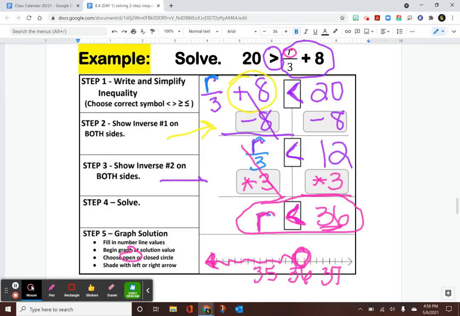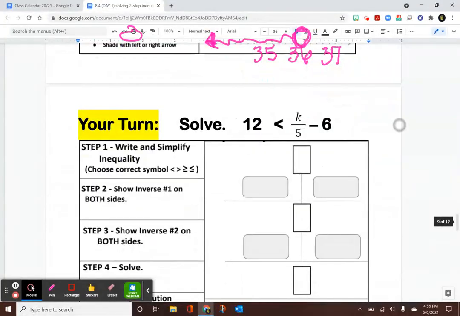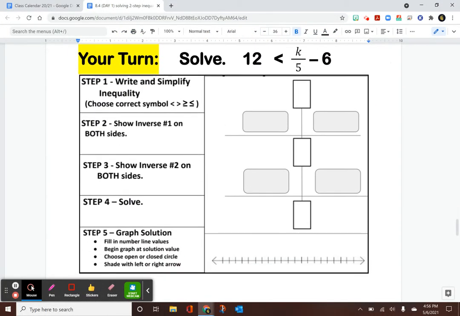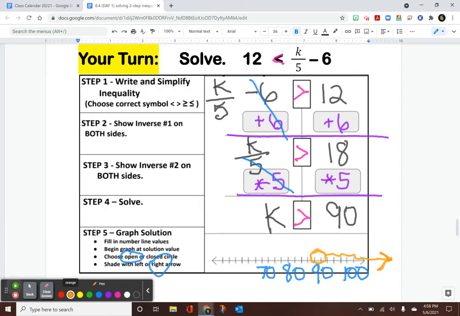Give you another one to try. Your inequality is 12 is less than some number divided by 5 decreased by 6. We'll pause the video while you work this one through. Let's see how you did.